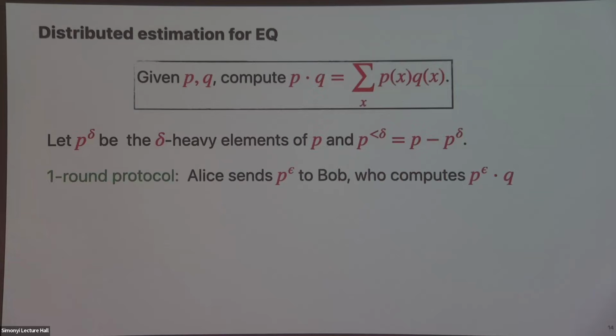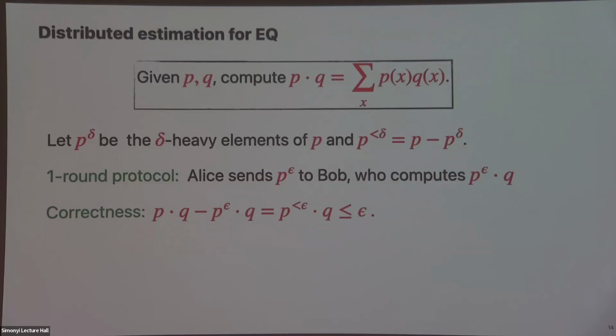Okay. Now in the one round protocol, we'll set delta equal to epsilon. Alice will just send P epsilon to Bob. That's just 1 over epsilon elements. Bob will compute the inner product. And who cares about the tail? It's small stuff anyway. They just ignore the tail. The claim is that this is already good enough to give you an epsilon approximation.